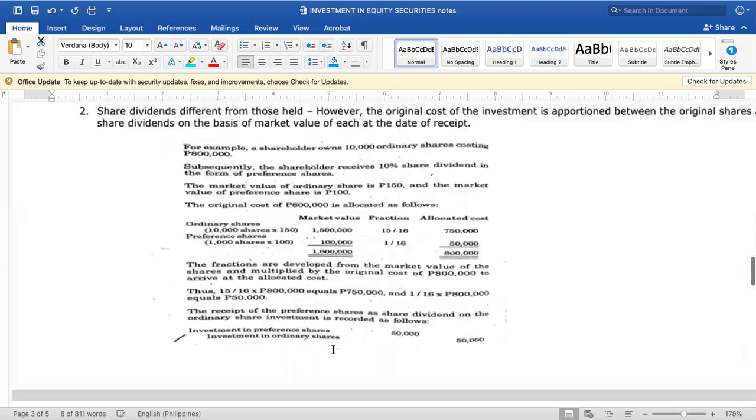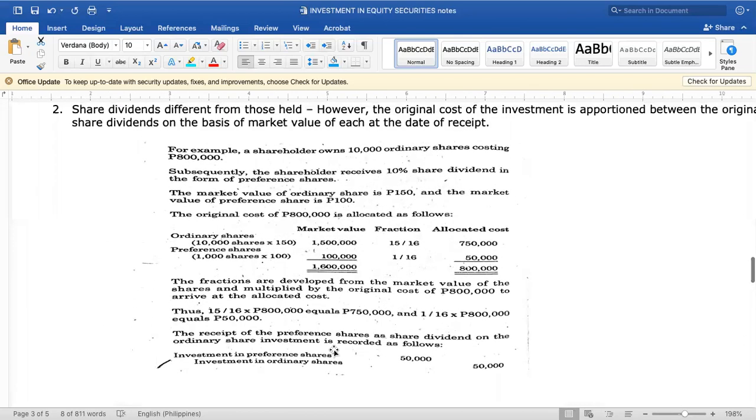So for example, a shareholder owns 10,000 ordinary shares costing 800,000. Subsequently, the shareholder receives 10% share dividend in the form of preference shares. So you own ordinary shares, but the dividend given is preference shares. The market value of the ordinary share is 150 and the market value of the preference share is 100. So again, the original cost is apportioned between the fair value of the original shares and the share dividend, which is the preference share.